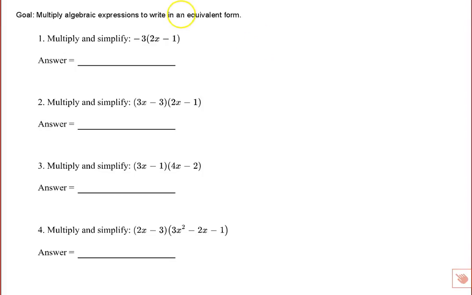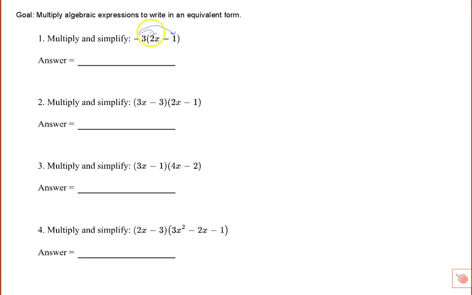In this video, we're going to multiply algebraic expressions to write them in an equivalent form. And we'll start with a simple example where we're distributing. We have -3 times the quantity 2x minus 1. So what we do is we multiply the -3 onto both terms.